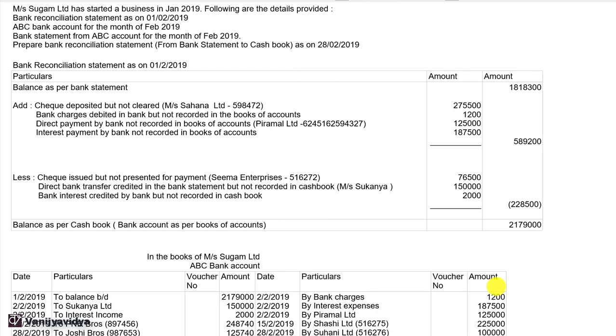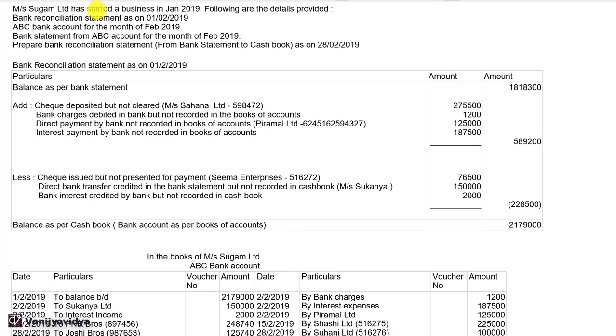Hello everyone. In this session, we will be seeing an example of how to prepare a bank reconciliation statement when we are having your bank account as per books and your bank statement. In addition to that, we have bank reconciliation statement for the opening period. Let's read this example first.